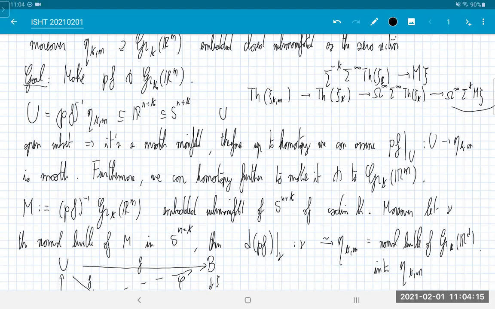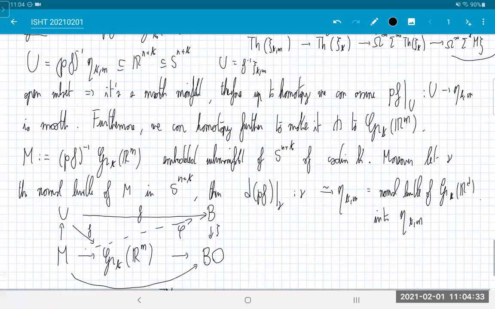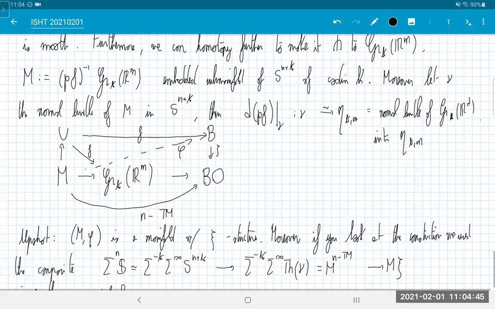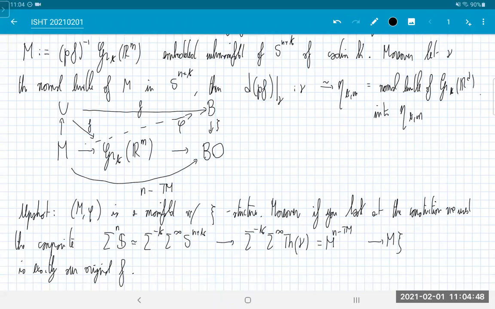In fact, I should have probably defined U as f inverse of xi km. I mean, it's the same thing, of course, but maybe this made it clearer that the map from U to the Grassmannian lifts to this BKM. And then it's just a matter of checking that the definition we gave makes sense, but it does, because we rigged up everything so that it works. Okay.